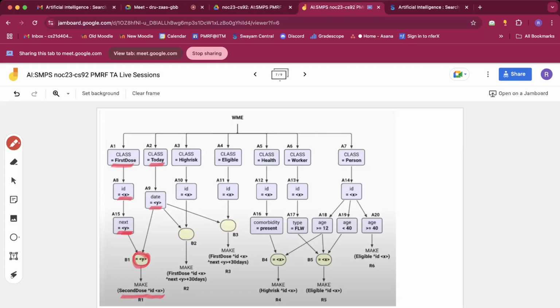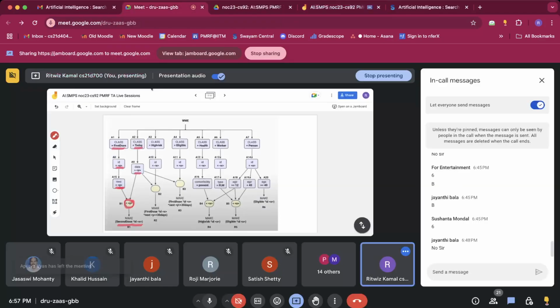Do you follow the way we combine the different preconditions of the rule and the output of the rule to form these elements of this network? For this simple example that we just saw, is this clear, or is there any doubt about how we framed this?